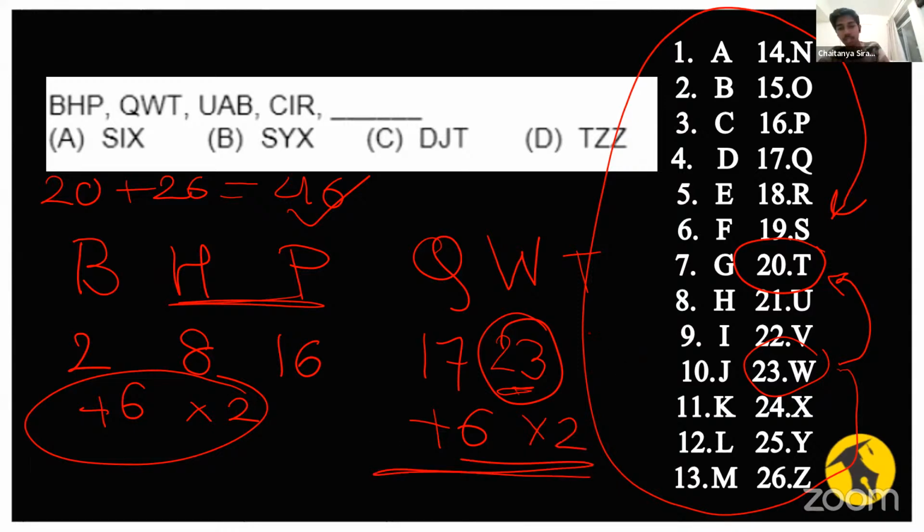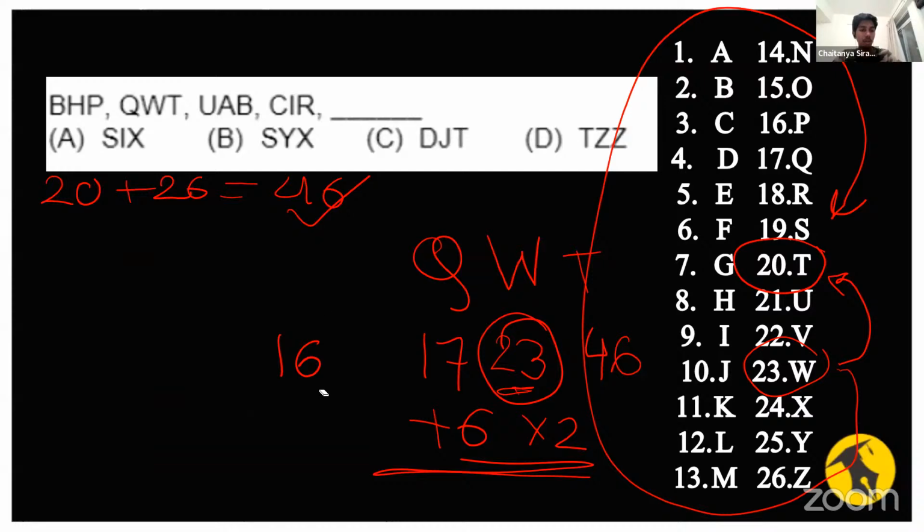So I can write T as 46. All right. I established a pattern in two terms. Let's solve the third term to validate our pattern. It is U, A, P.